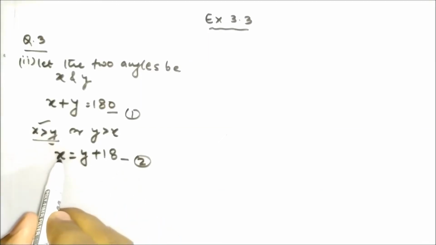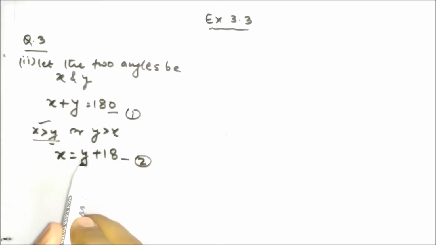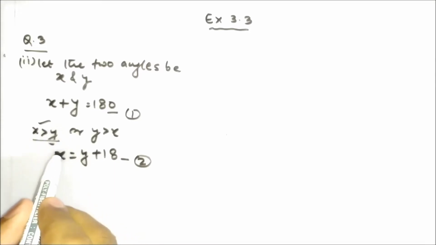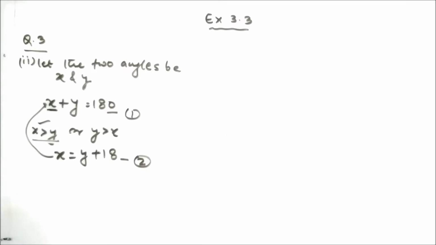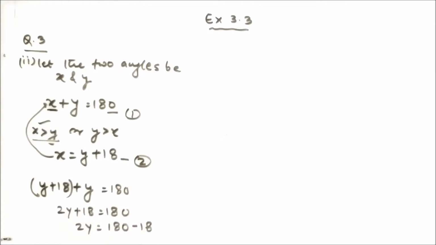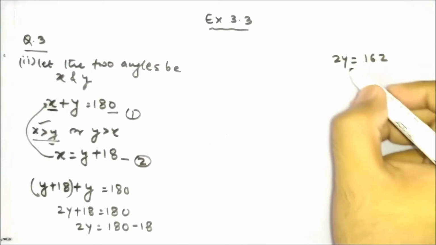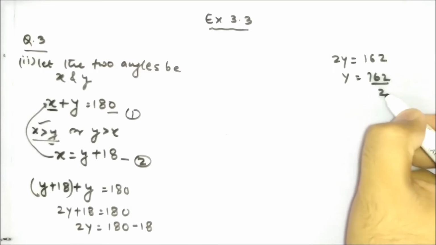Okay, as we got the value of x in terms of y from this equation, by the substitution method we'll just substitute the value of x from here. So putting the value of x equal to y plus 18 from equation 2 into equation 1, that will be y plus 18 plus y, this is the value of x I just replaced, equal to 180. This will be 2y plus 18 equal to 180. So 2y will be equal to 180 minus 18. So this will be 2y equal to 162. So from here y will be equal to 162 by 2, that will give you 81.